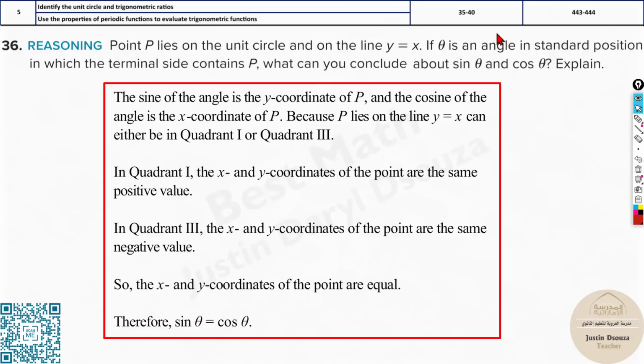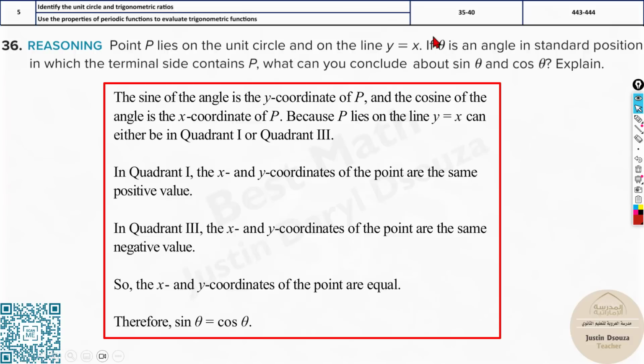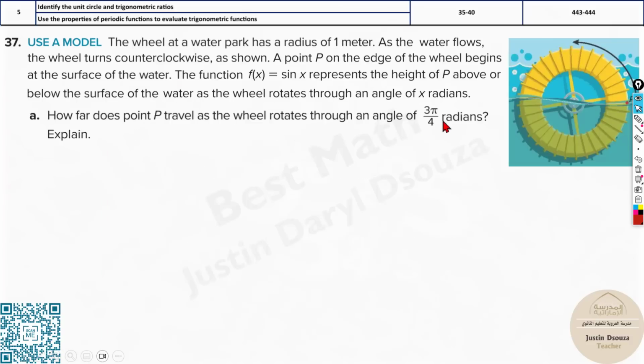Let me show in the calculator as well. Here, let me take sine 45 degrees. That'll be root 2 by 2, I believe. Yes. And change this to cosine. It'll be the same thing. But if I change it to 225 degrees, the only thing is it's negative. Then let me change it to sine. That's the same value but negative. So they both are equal on this line. Y is equal to x means it's 45 degrees.